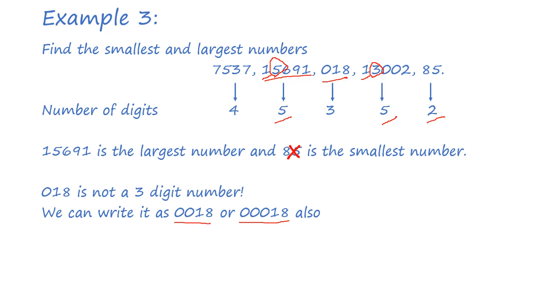So something to remember is that the leftmost digit cannot be 0. The valid leftmost digit has to be non-zero. But once we have the leftmost digit as non-zero, can we have later digits as 0? Yes, we can. In this example, 13,002 has later digits as 0 and that is perfectly fine. So that is something to remember, that the valid leftmost digit has to be a non-zero digit.